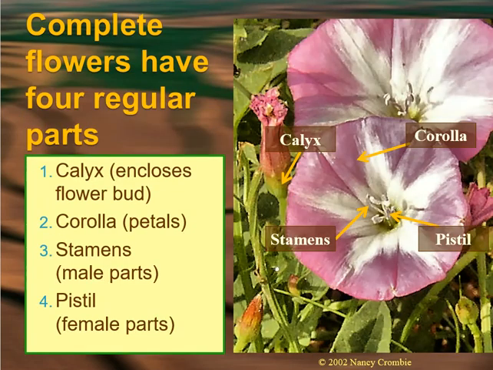So let's look at complete flowers. Complete flowers have 4 regular parts. They have the calyx, which encloses the flower bud. If you look right down here, this is the part that's the calyx. Then they have the corolla, which are the petals, stamens, which is the male part, and pistil, which is the female part. So a complete flower has to have all 4 of those things: the calyx, corolla, stamens, and pistil.